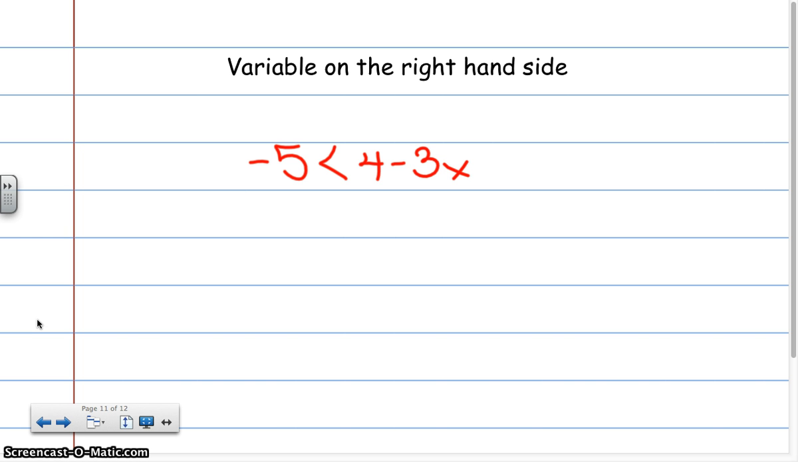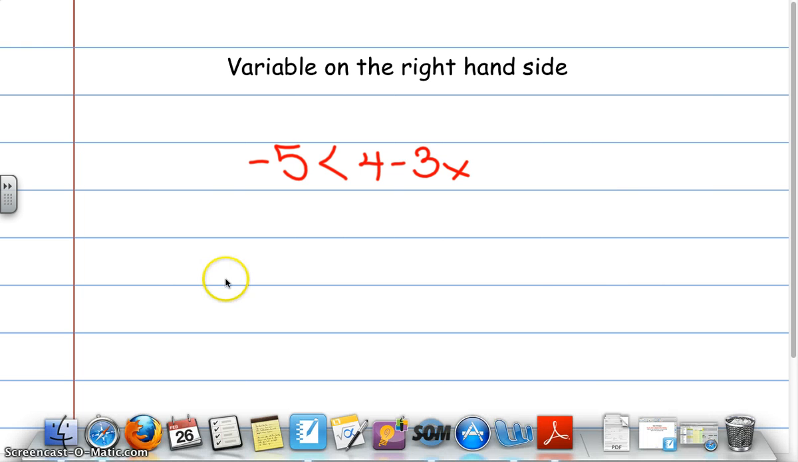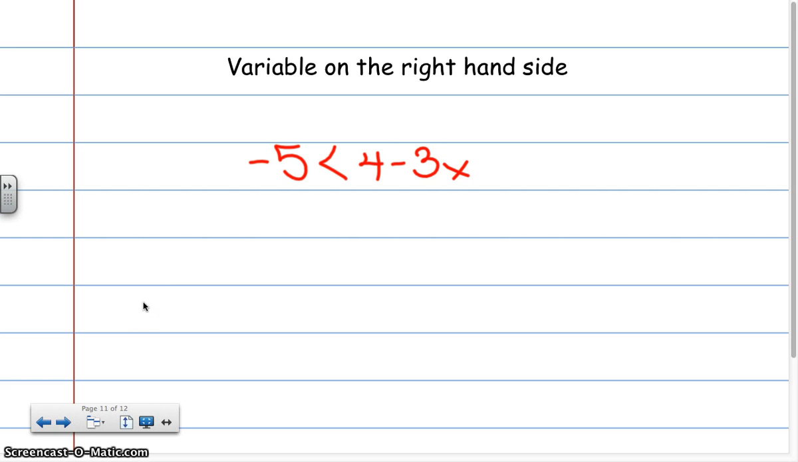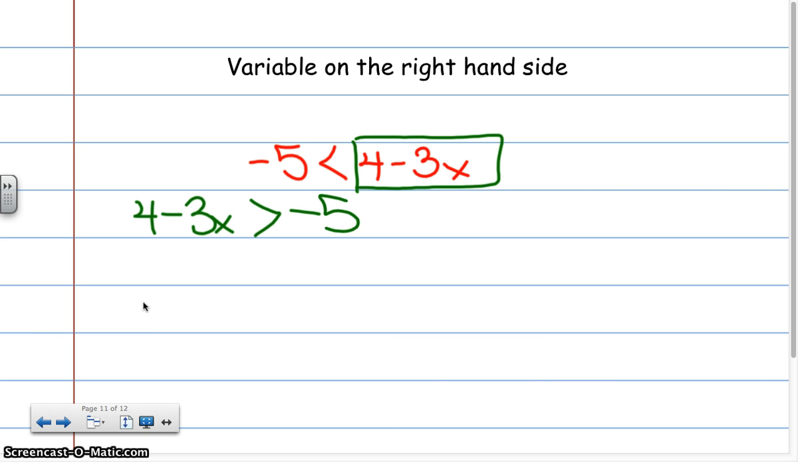We get negative 5 is less than 4 minus 3x. Alright, again, the first thing I want to do, I want my variable on the left-hand side, and I want to just rewrite the whole thing. I say that 4 minus 3x. That's how I write it on the left-hand side. 4 minus 3x. What's facing it, class? Open mouth or point? Point. What's facing it? Open mouth is facing it. Is bigger than negative 5.